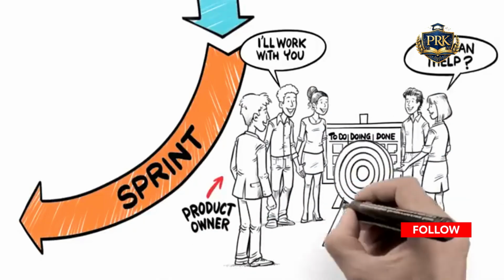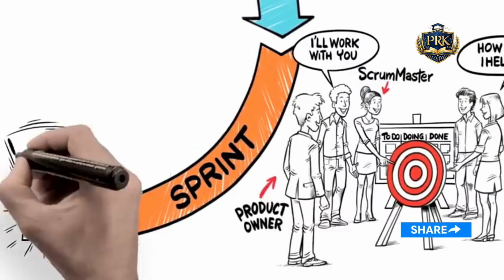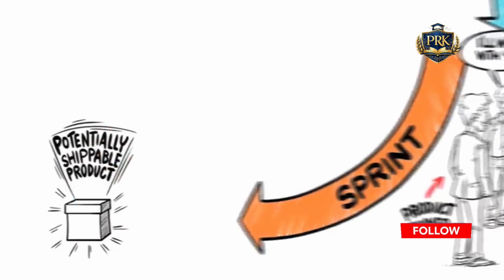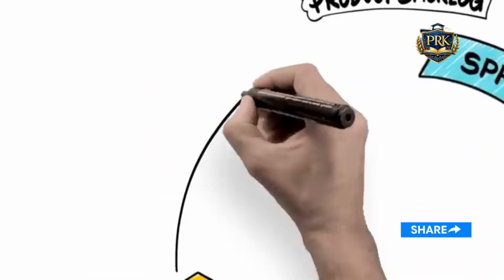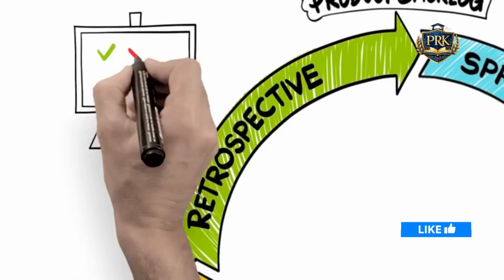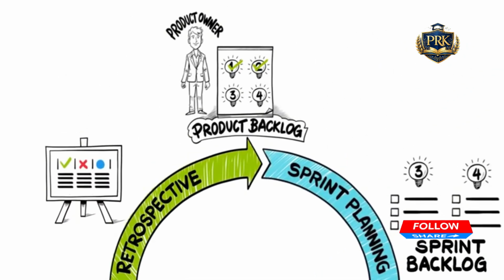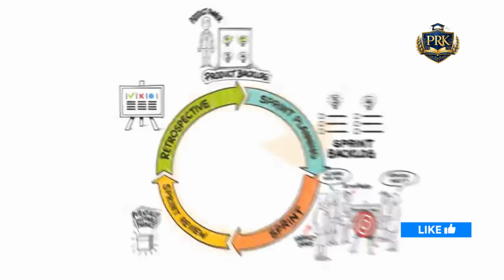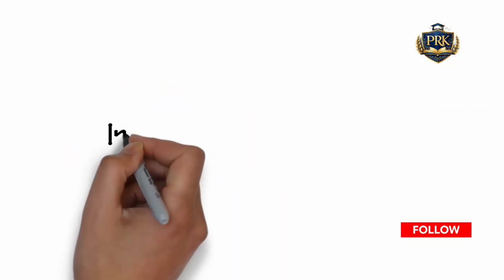Along the way, the Scrum Master keeps the team focused. At the end of the sprint, the work should be potentially shippable. The team conducts a sprint review on the product and a retrospective on the process. Then, they choose the next chunk of the backlog, and the cycle repeats. With Scrum, you can ensure the most valuable work has been completed.